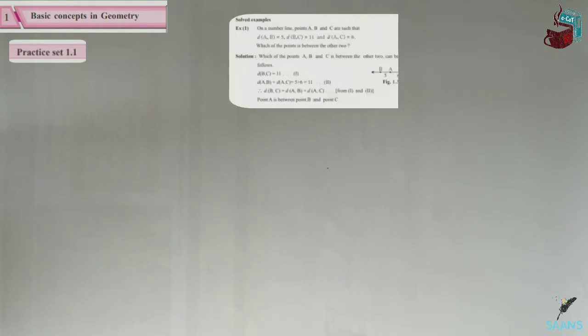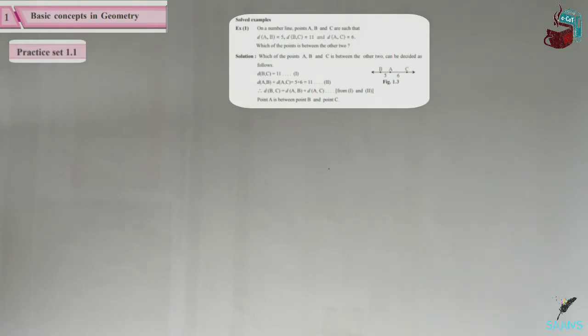So now let's look at the example sum for this particular thing, and then let's move on to the practice set. Okay, so the example sum is: on a number line points A, B and C are such that, now they are not telling us कि कौन सा बीच में है. That's the catch. They're just giving you distance. Distance AB is equal to 5. Here the distance is given, kids. Coordinate नहीं दिया गया है, distance दिया गया है. ठीक है, so don't make silly mistakes, don't get confused. Distance AB is equal to 5, distance BC is equal to 11 and distance AC is equal to 6. Okay, which of the points is between the other two?